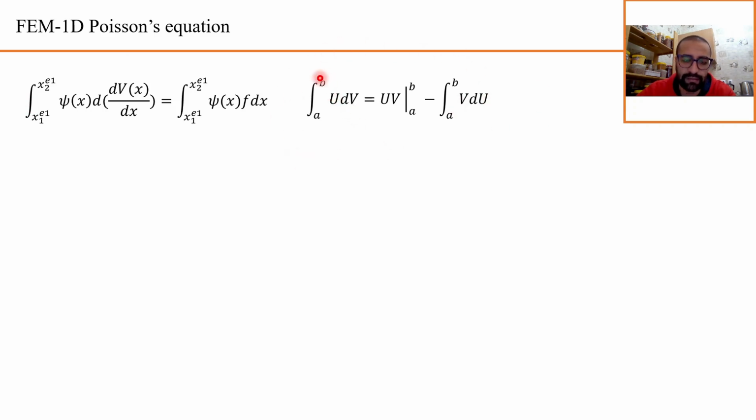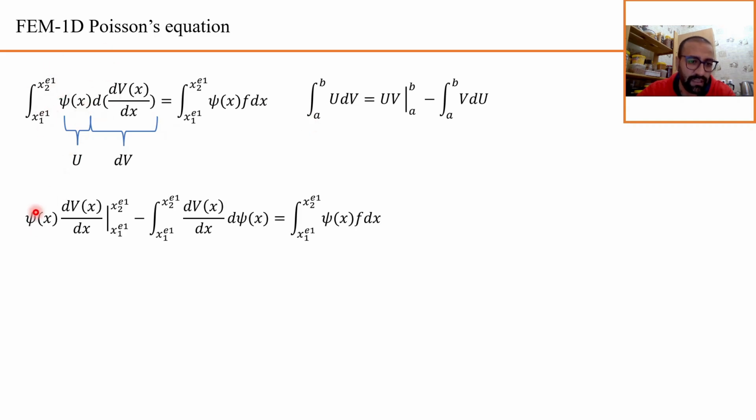Yeah, and you know that the integration by parts formula is the following. When we have an integral of u dv, it can be written as uv minus integral of v du. And you notice that here psi x is our u, and this function, dv over dx, is dv. Therefore, if I just apply integration by parts to the left hand side of this equation, I have this for the left hand side. Yeah, and the right hand side is the same, I did nothing.